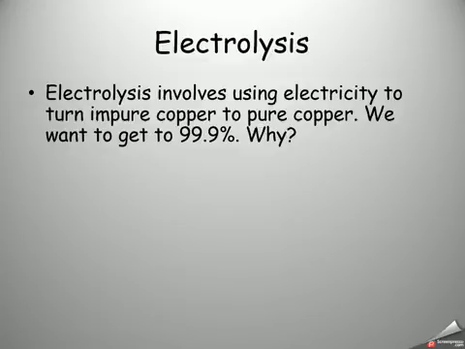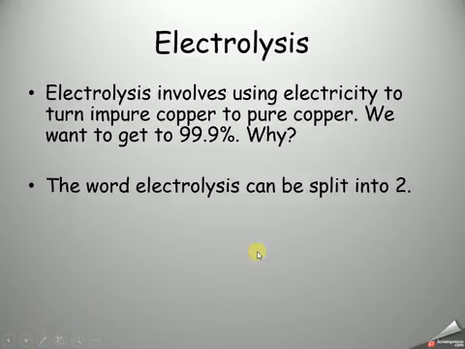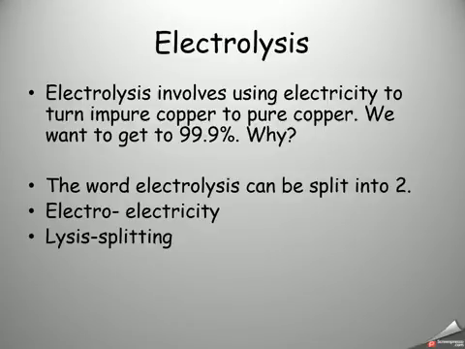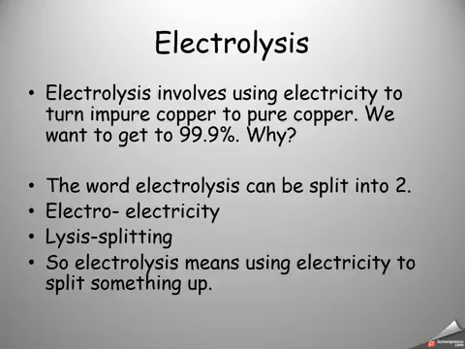So we need to get pure copper on its own. What we can do is first of all, what does the word electrolysis mean? Electrolysis means splitting something in two. The word electro means electricity, and the word lysis means splitting. So that's literally what electrolysis is, using electricity to split something up, like it says there.